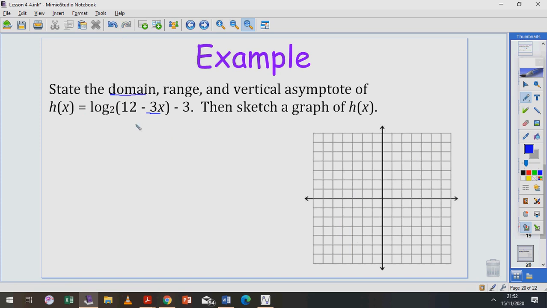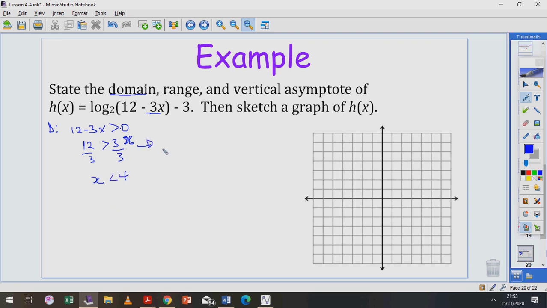Domain, range, vertical asymptote. I know that whatever is inside the logarithm has to be greater than 0 for the domain. So whatever is inside the logarithm, 12 minus 3x, has to be greater than 0. Cannot be equal to 0, has to be greater than 0. This means if you solve, 12 is greater than 3x, I'm taking the negative to the other side. So if I divide by 3 both sides, I'll have x is less than 4.